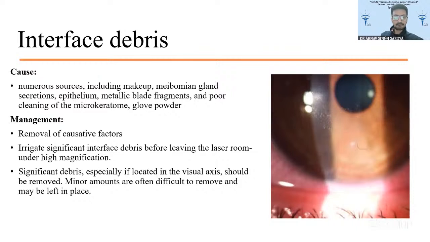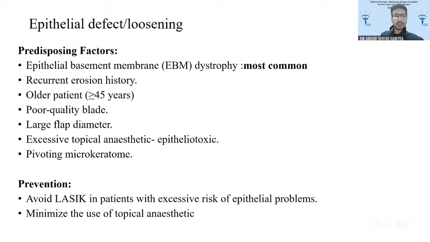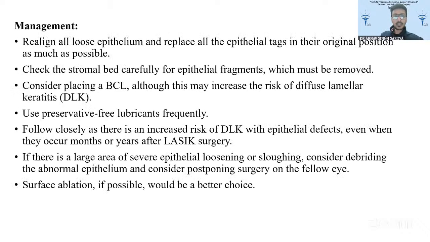is no interface debris. Epithelial defect or loosening is very common in epithelial basement membrane dystrophy or patients with recurrent erosion history, older patients, poor quality blades with large flap diameters or pivoting microkeratome. How do you manage is realign all the loose epithelium and replace all the epithelial tags in their original position.